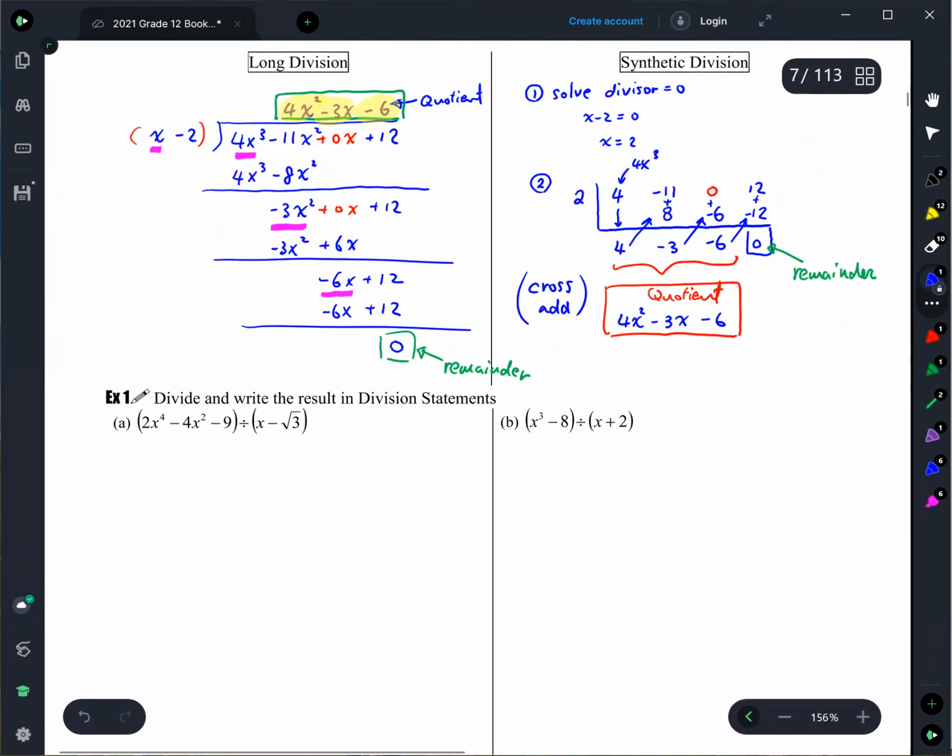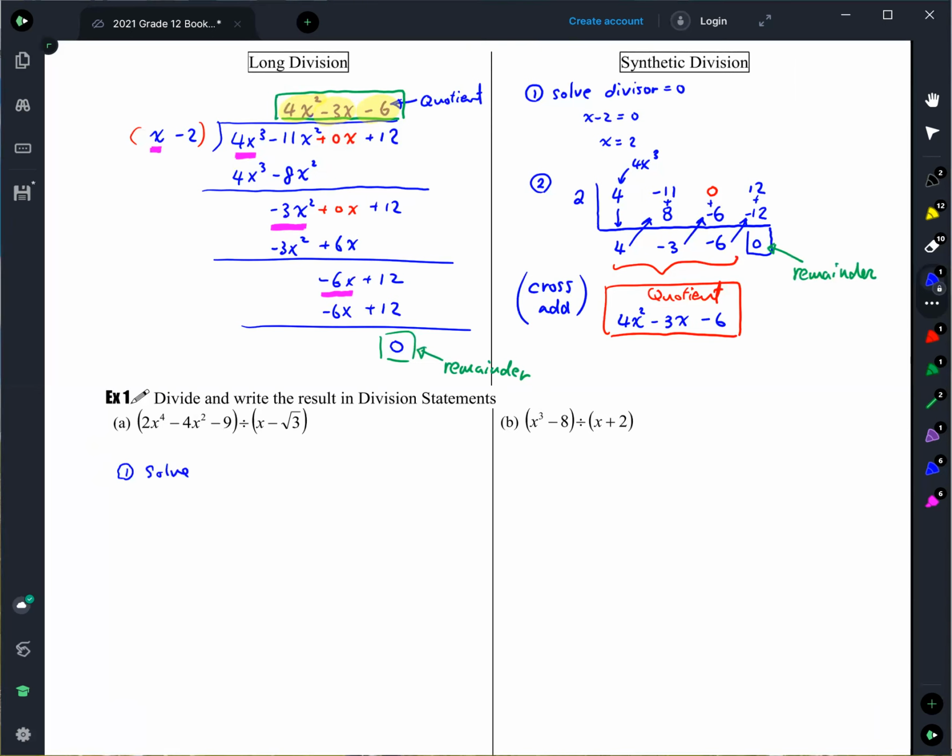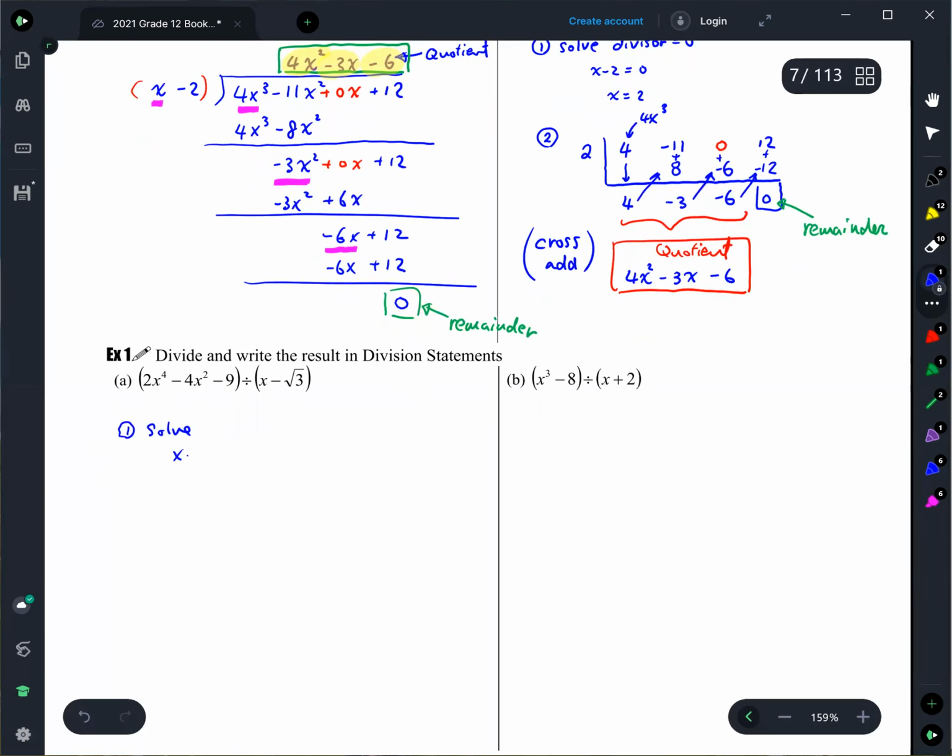All right, so let's try this one together. Step one, you need to solve, right? So x minus root 3 equal to 0. x equal to what, Evan?